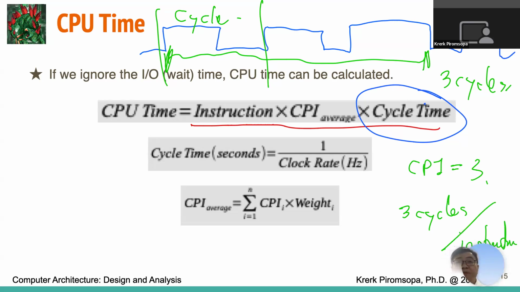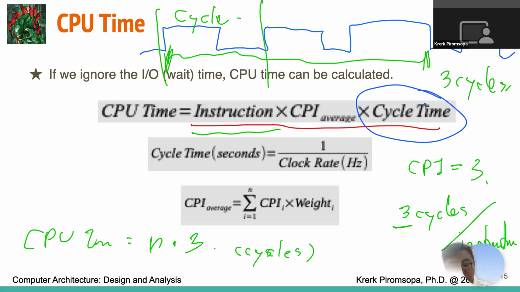So if every instruction takes 3 cycles, and we have N instructions, CPU time would be equal to N times 3. The assumption is every instruction uses 3 cycles. We have N instructions, so it's N times 3. But again, the unit would be in cycles, right? And we didn't want that. We want the unit to be like seconds. That would be the time that we want to measure.